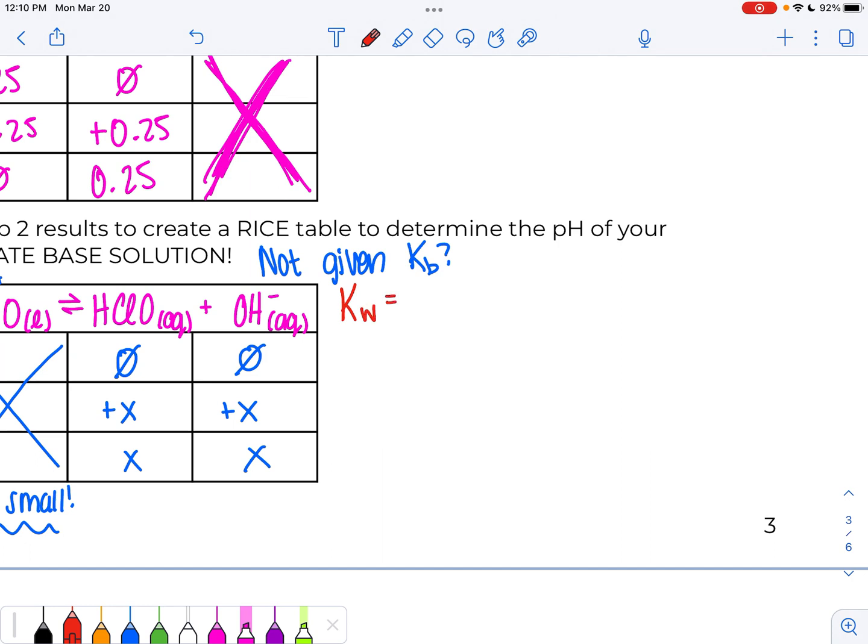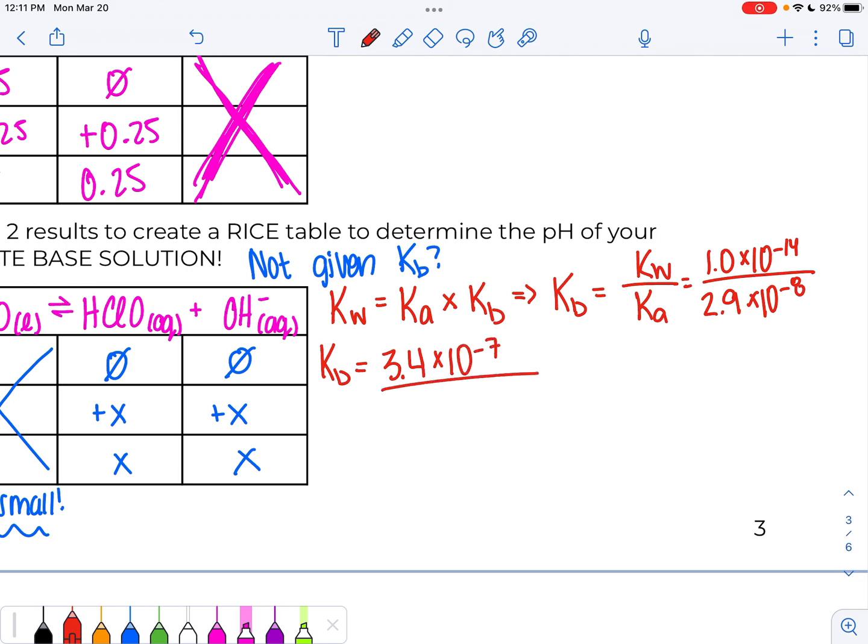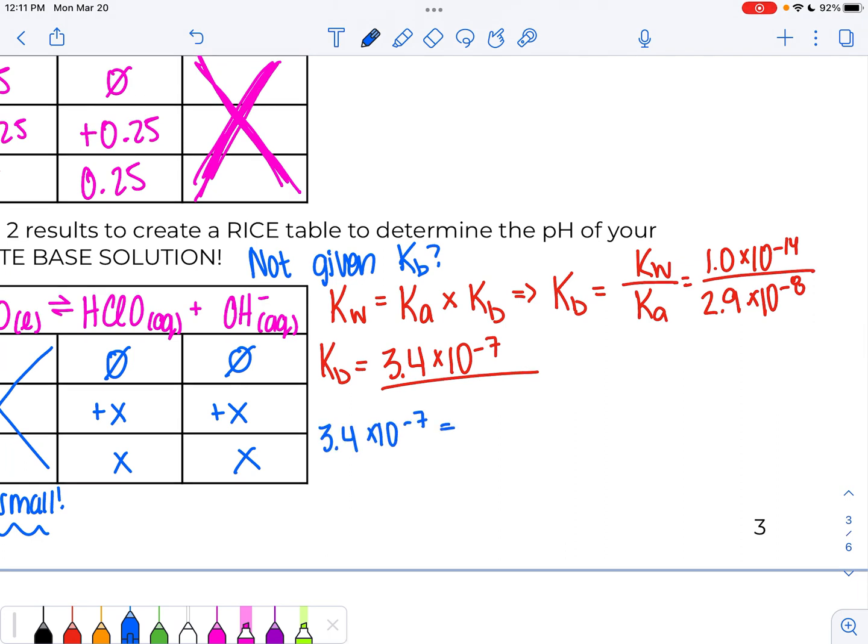Well, what we should know is that Kw, the ionization constant of water, is equal to Ka times Kb. So if I rearrange this formula, I get Kb is equal to Kw divided by Ka. Now I just have to plug these in. I know that Kw is 1.0 times 10 to the negative 14th, and I'm given the Ka for this acid as 2.9 times 10 to the negative 8th. When I solve this out, I get Kb is equal to 3.4 times 10 to the negative 7th. Great, now I have a Kb. Problem solved.